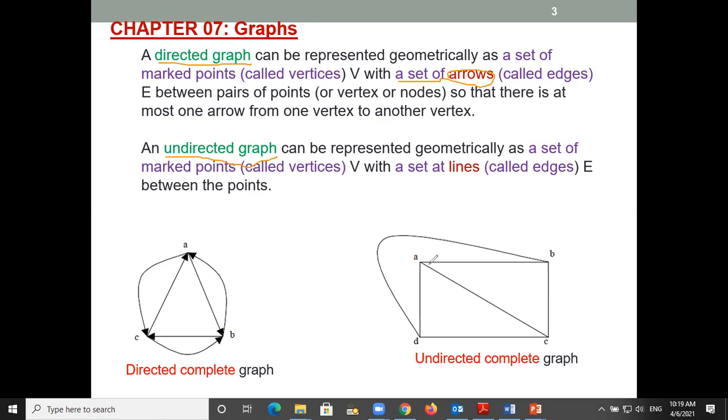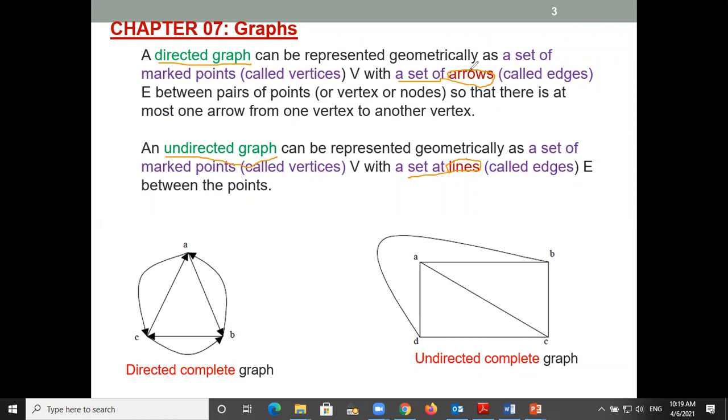But in the undirected graph, there is no pointing, because you don't know whether the line is going from here to here or here to here. It is only a set of lines. They have only the lines without the arrows. So these are the two different types of graph.